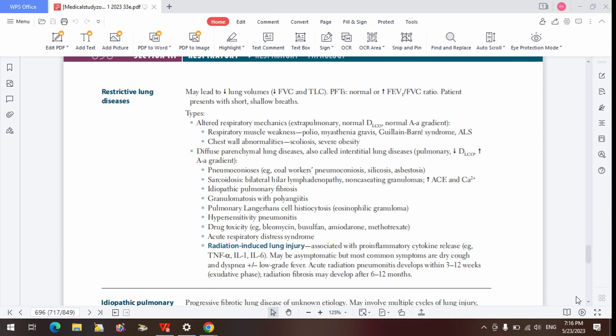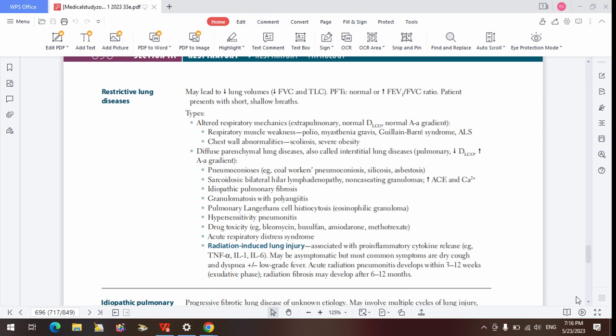So the A-a gradient is possibly enlarged in them because it will not affect the alveolar concentration, just like we have in respiratory mechanism problems. This is a lung problem. The person can hyperventilate and maintain the alveolar pressure. It's not affected. But getting oxygen into the pulmonary capillary is affected. So little a is low, but big A is normal. So at the end of the day, the A-a gradient is what? Increased.